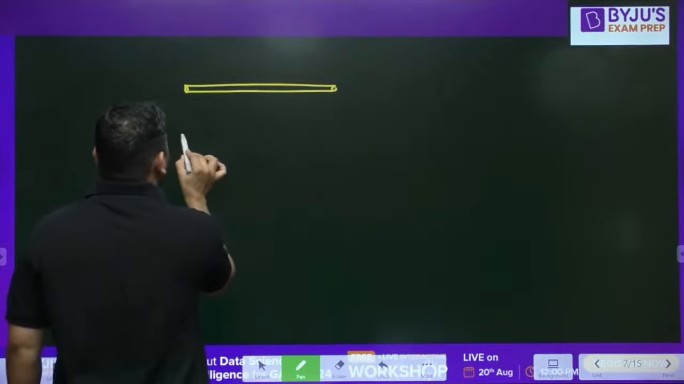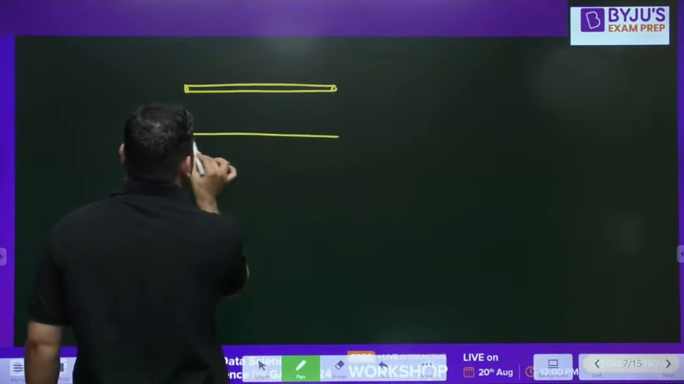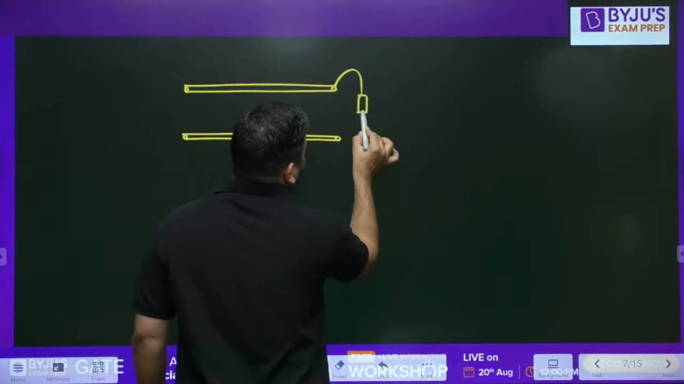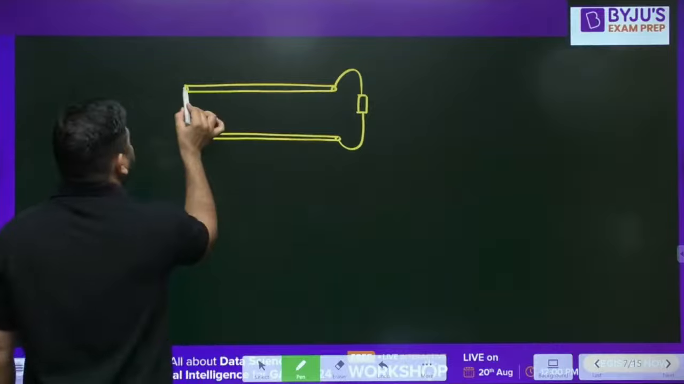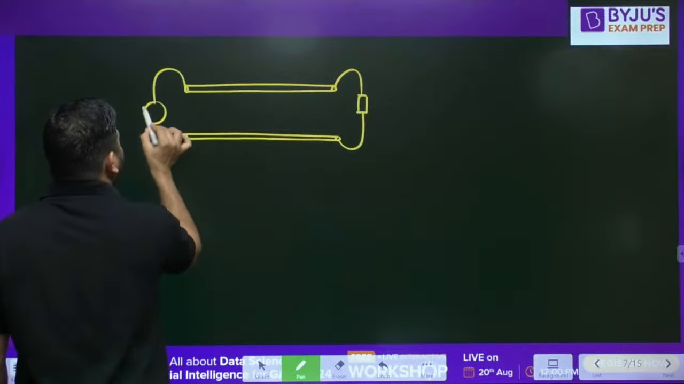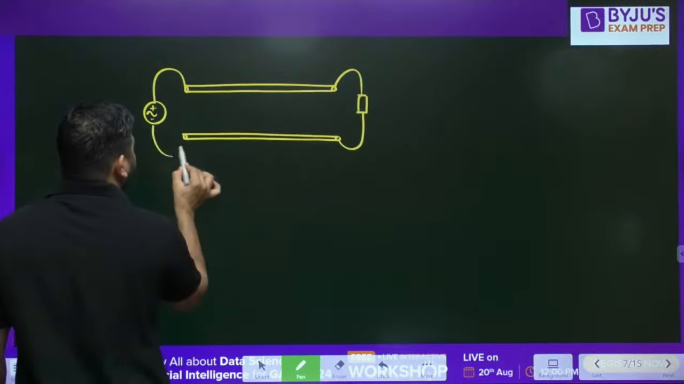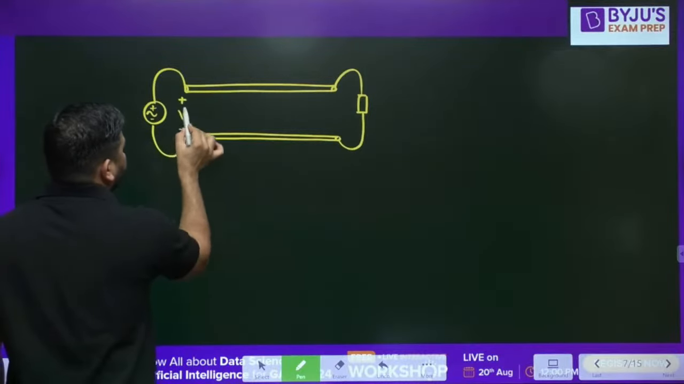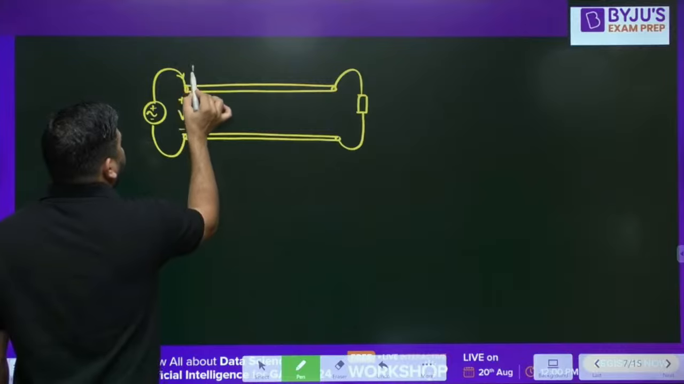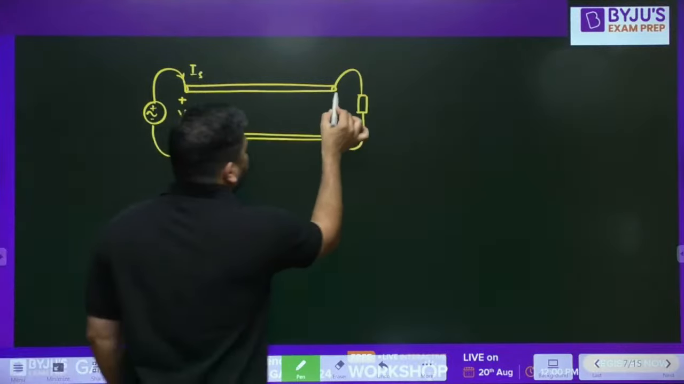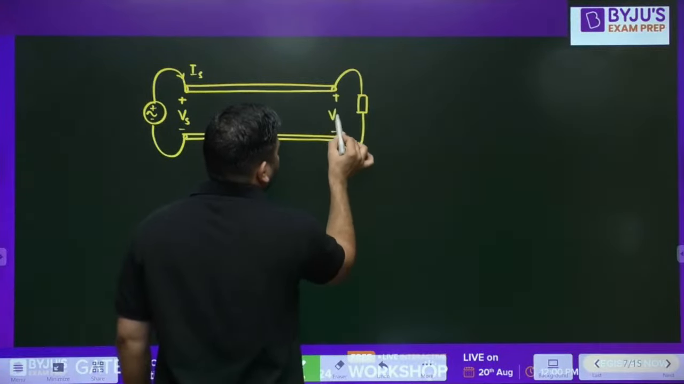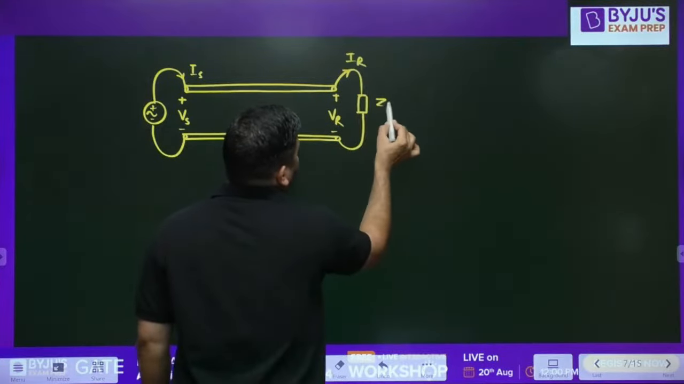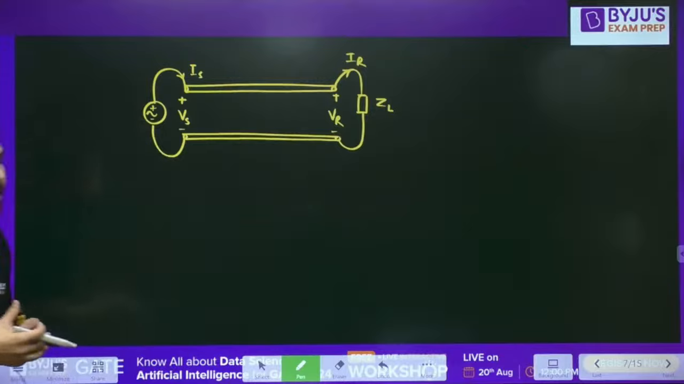Let's say we have this long transmission line. This is my load side and this is my source side. This is the sending end voltage Vs and this is the sending end current Is. This is the receiving end voltage Vr and the current Ir, and this is ZL, the load impedance.